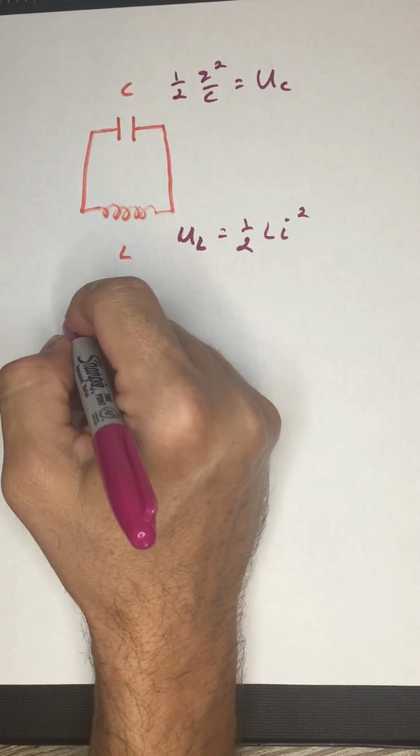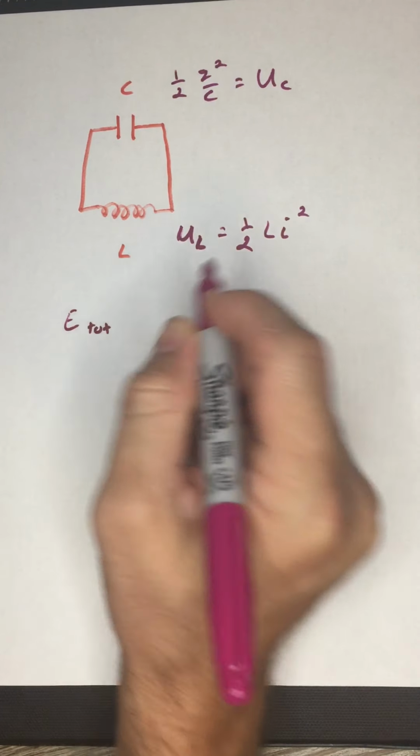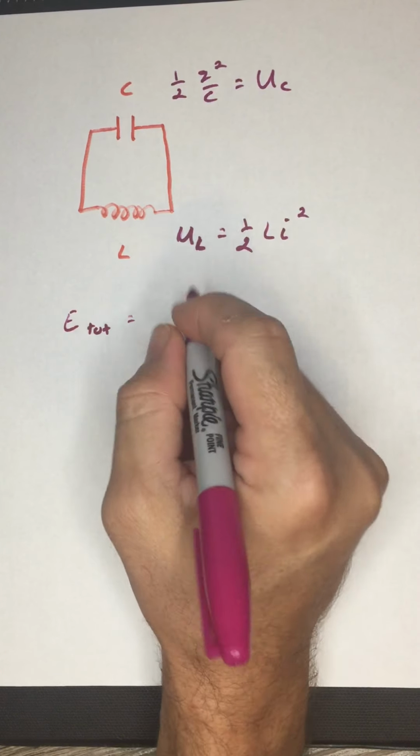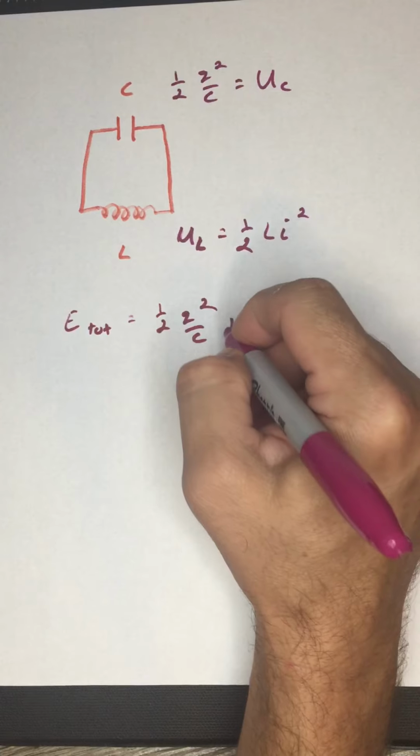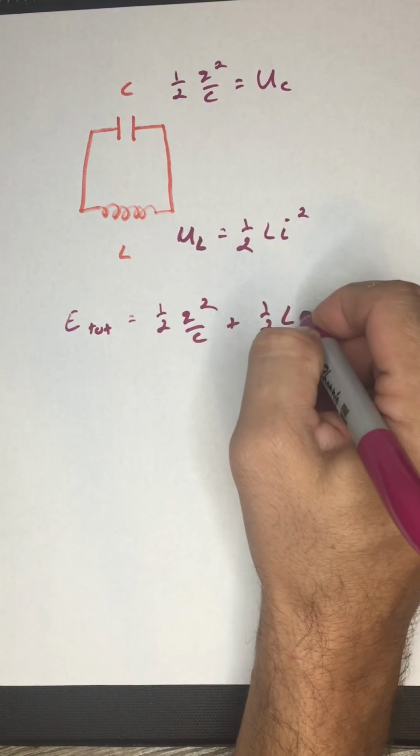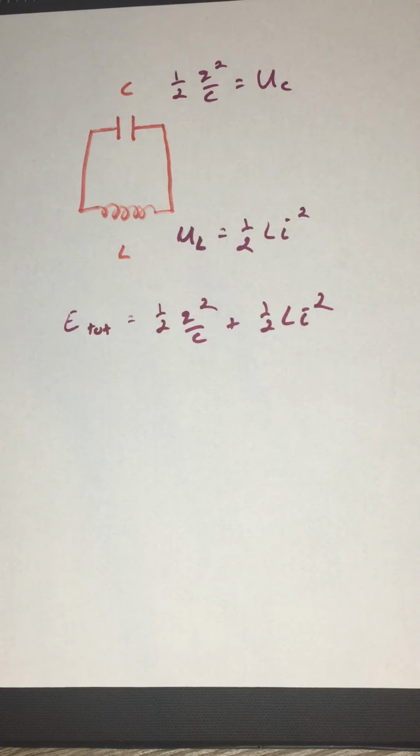So if I do that, if I say that the total energy is equal to 1/2 Q squared over C plus 1/2 L i squared, I have a form of the energy which may look a little familiar if I make a few substitutions.